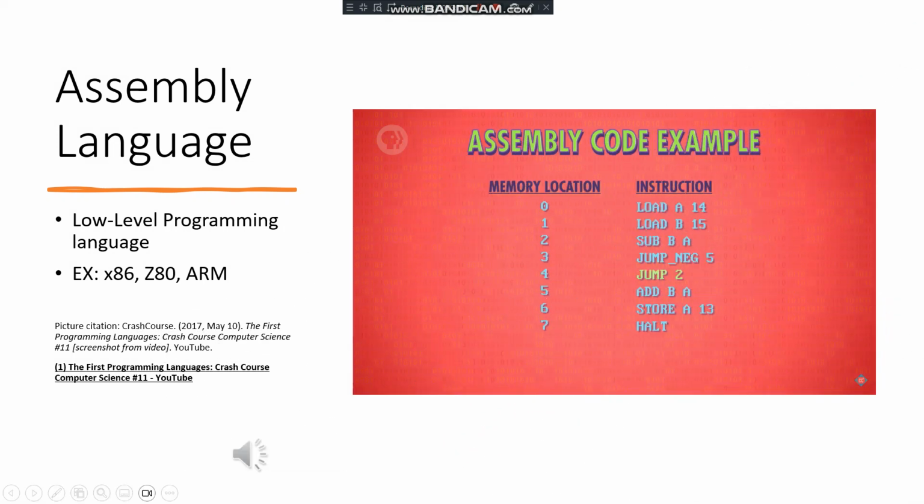Assembly language. Assembly language is a low-level programming language that is closer to machine language than it is to human language. In InfoSci, we tend not to use this as much, as we use high-level programming languages such as Python and Java instead. Assembly languages came out before high-level programming languages. Some examples of assembly language include x86, z80, and ARM.